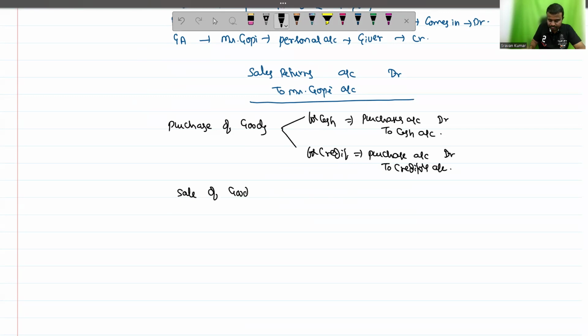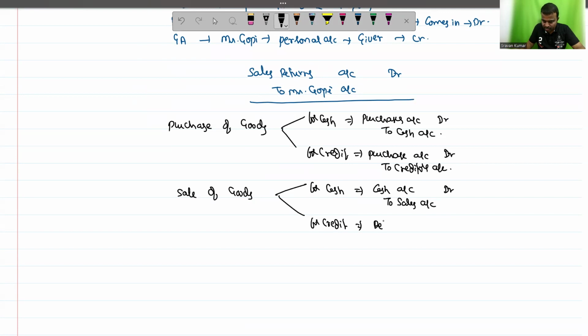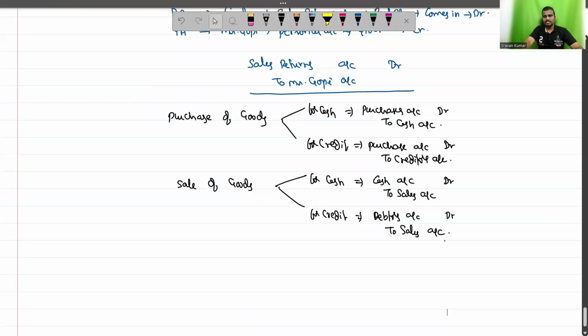Next, sale of goods for cash. We write the journal entry: cash account debited to sales account. And sale of goods for credit. We write the journal entry: Debtors account debited to sales account.